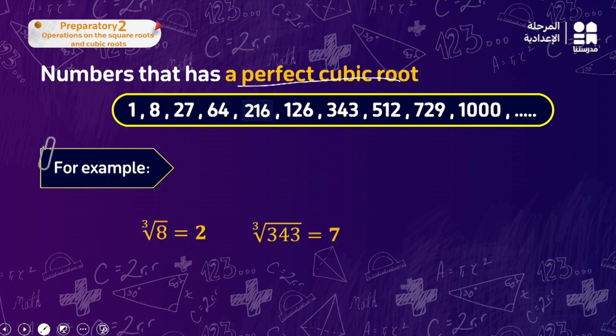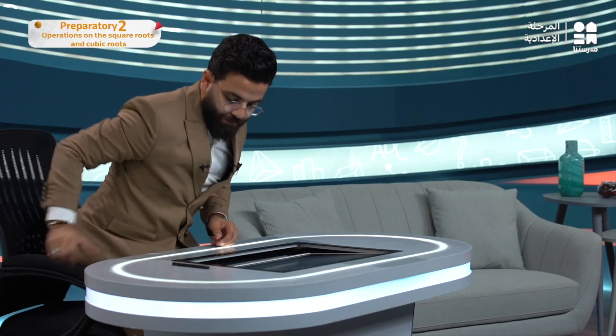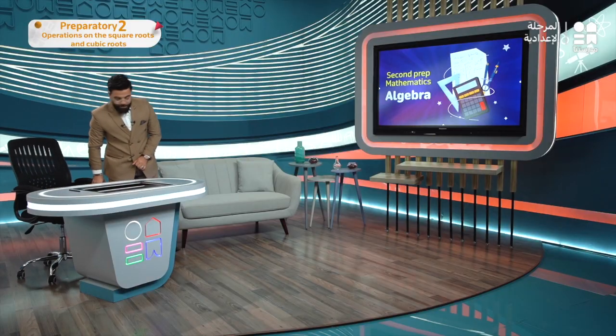A perfect cube root gives me a whole number, as you can see with 343. The cube root of 343 is 7 and the cube root of 27 is 3, as you see. So let's look at examples and solve them and discuss them together on the whiteboard. See you there.